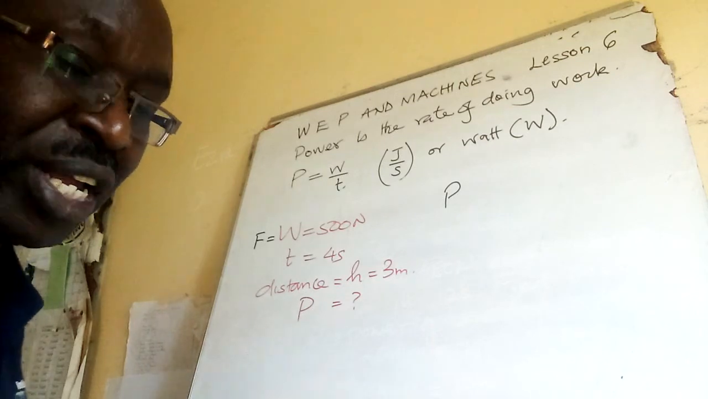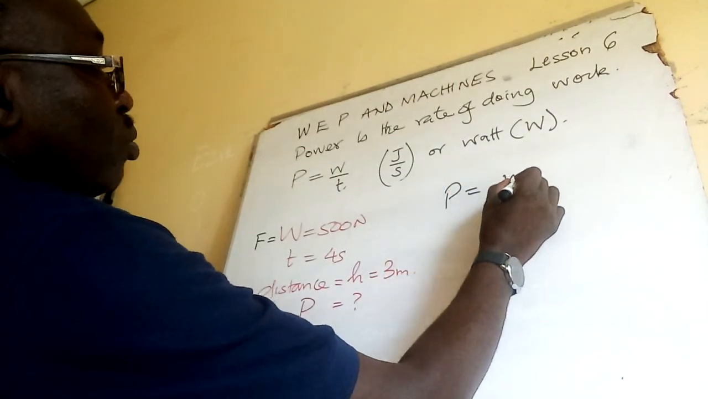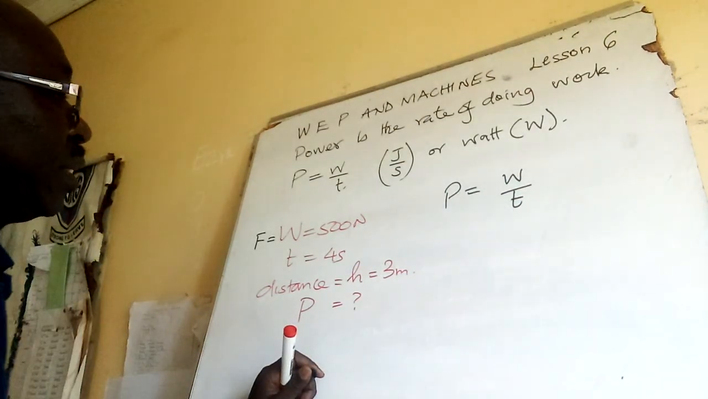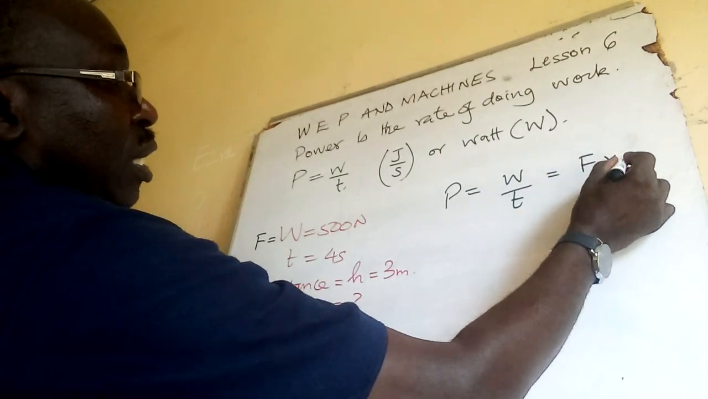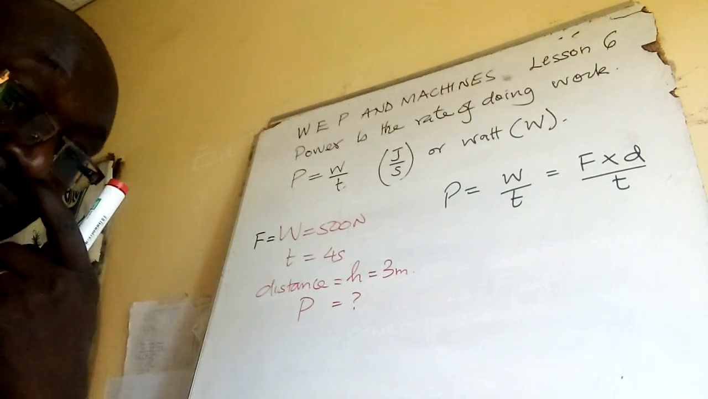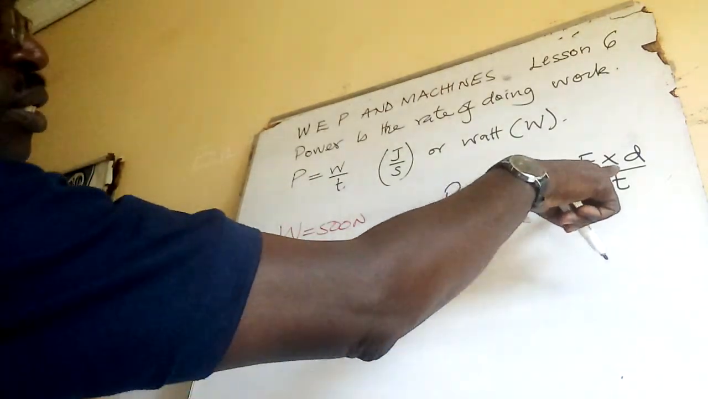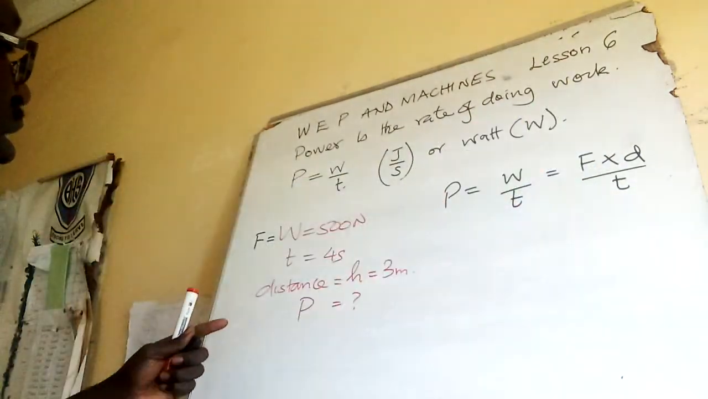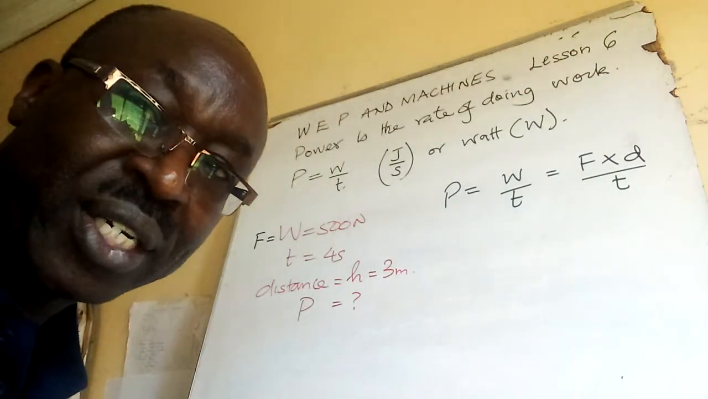So I write my knowledge now. Step 2, write your knowledge. Power is equal to W over T. Okay, and this is the same as force times distance over time. That is the knowledge I'll use for sure, because I'm asked about power. So I look at what do I have. Do I have F? Yes. Do I have D? Yes. Do I have time? Yes. Are they in correct units?